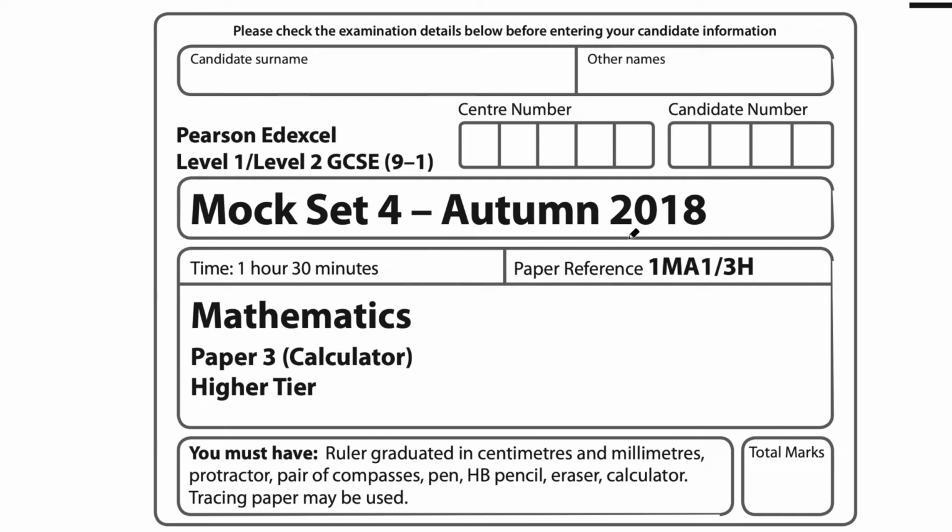In this video I'll be going through mock set for paper 3 of the EDEXCEL higher tier. Let's get straight into it.